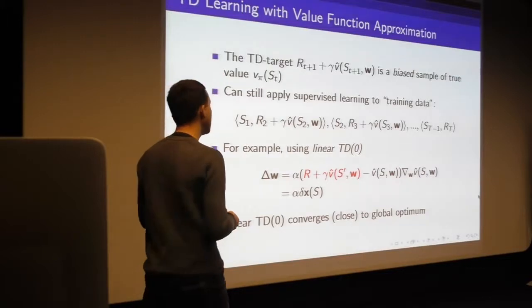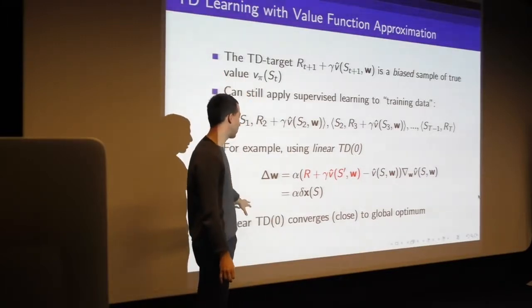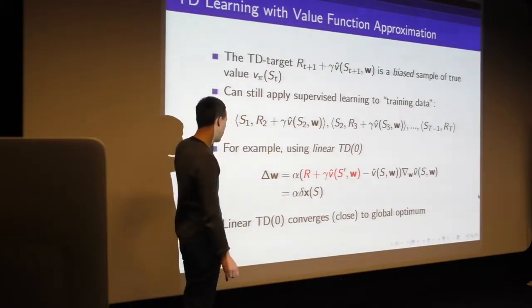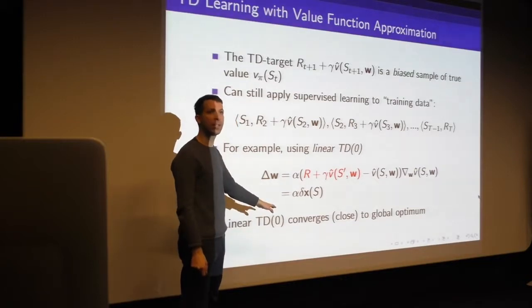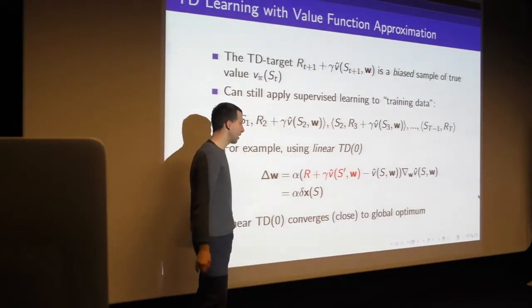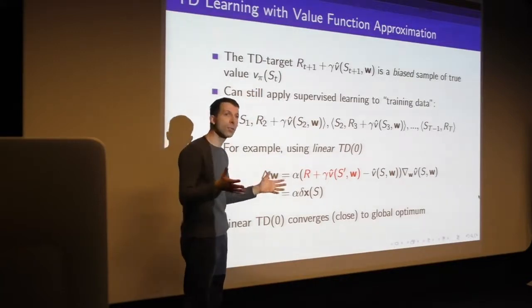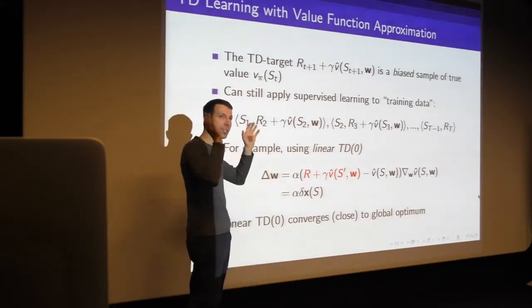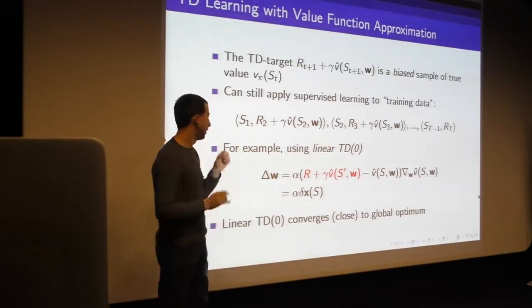Okay, and even though this is biased, it's really important to note that there's a famous result by Tsitsiklis and Van Roy that shows that linear temporal difference learning still converges if you use linear function approximation. Despite the fact that we've introduced this bias, it still converges close to the global optimum, where close depends on things like your discount factor.